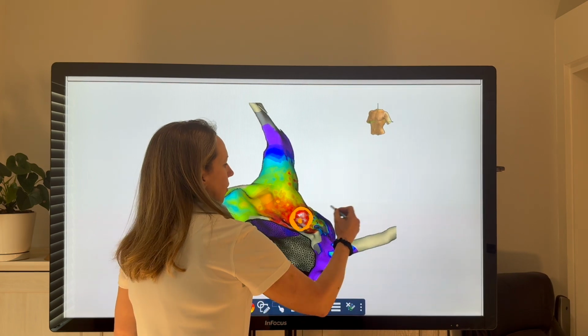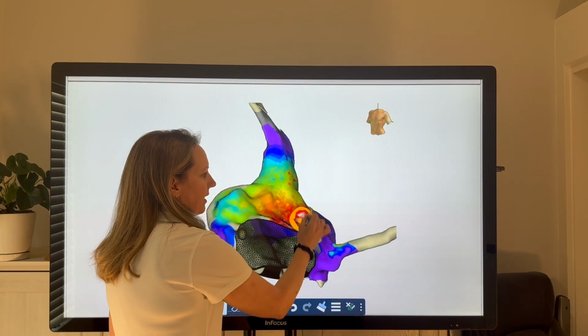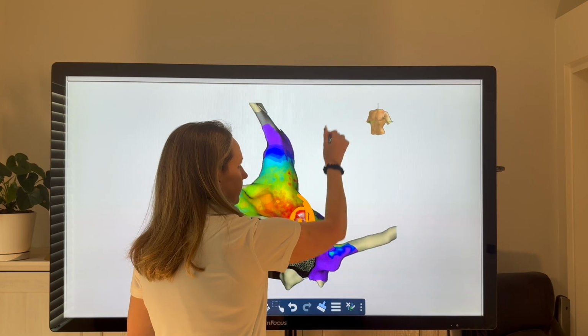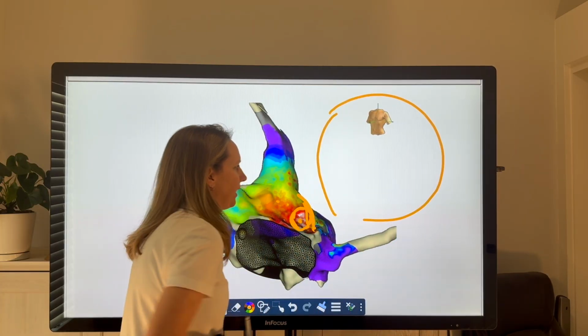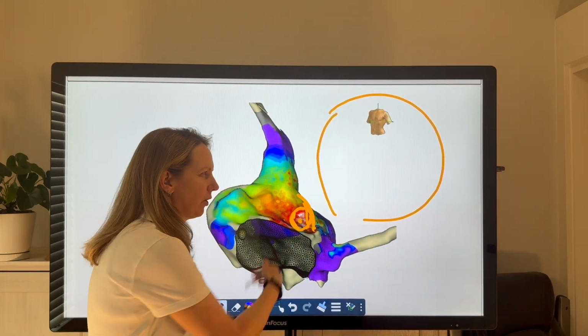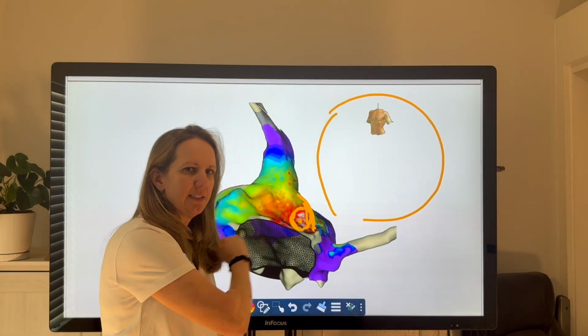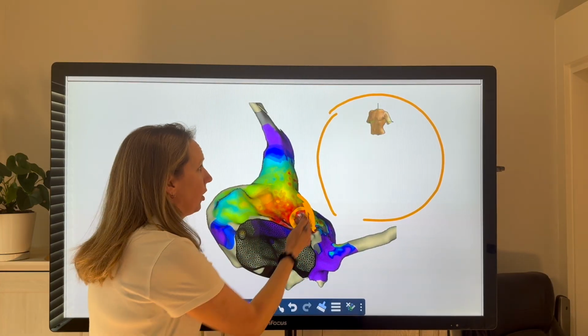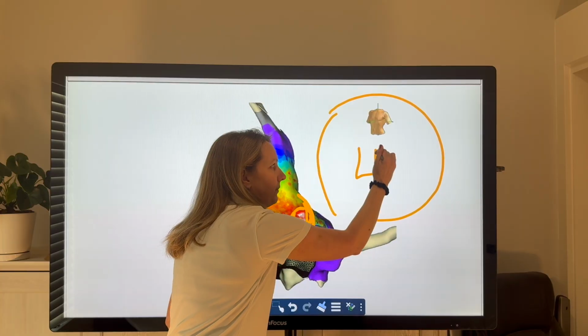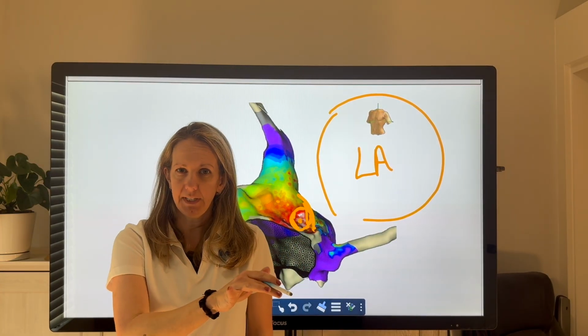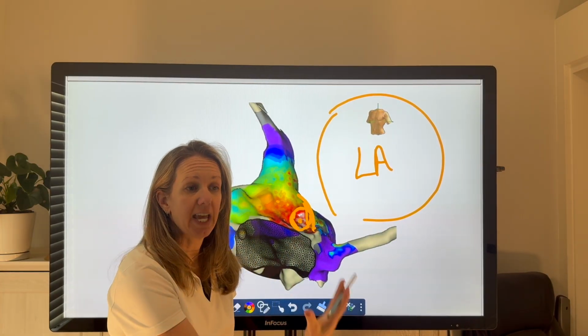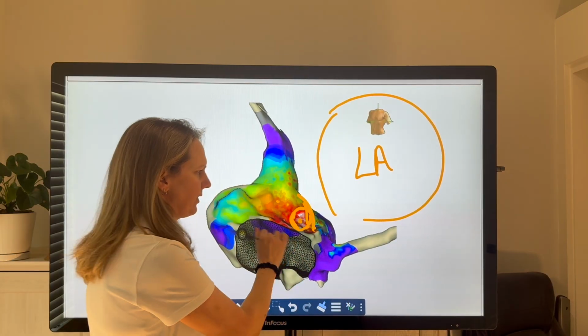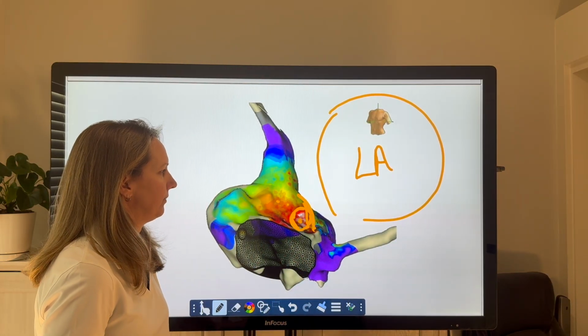Okay, where else could this be? If this is on the septum, it could come from the left atrium. I don't think so. Normally it looks slightly different on mapping, but could be somewhere in the left atrium. So the physician might want to go into the left atrium to check to see if there's anything earlier. 42 milliseconds, pretty darn early though.